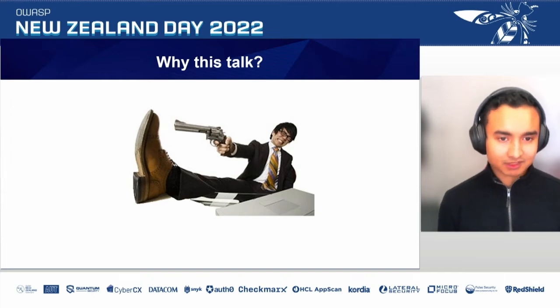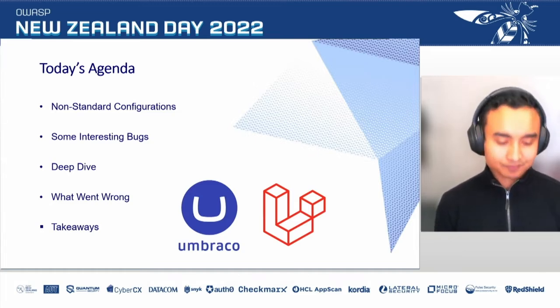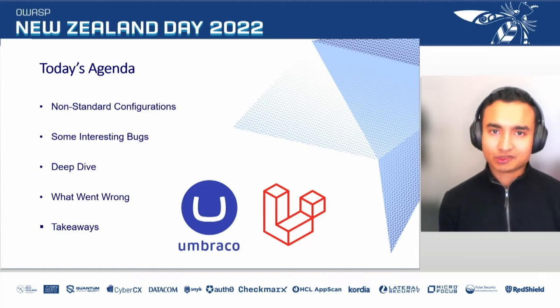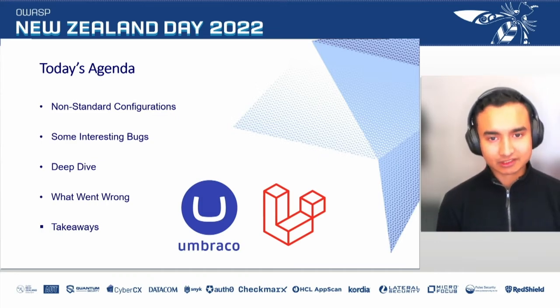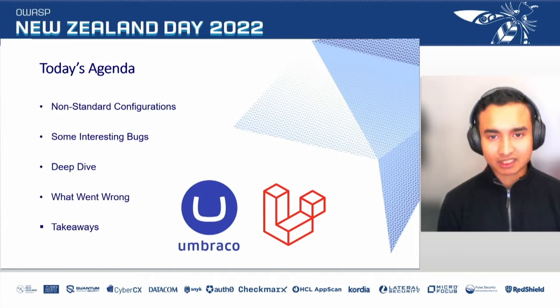This is the main theme of today's talk. I've laid it out in a way that we'll talk about some non-standard configuration, which led to some interesting bugs. We'll try to do some deep dive and see why these bugs happen and what sort of security implications they introduced, pretty much what went wrong, and then some takeaways for us. And while we are doing this, we'll have a look at two common frameworks in CMS. One is Umbraco, and the other is Laravel, which is a PHP-based framework.